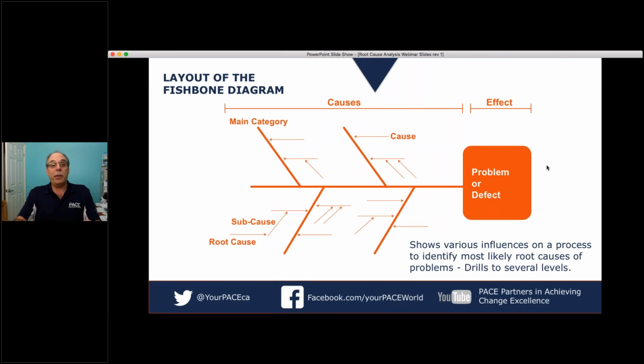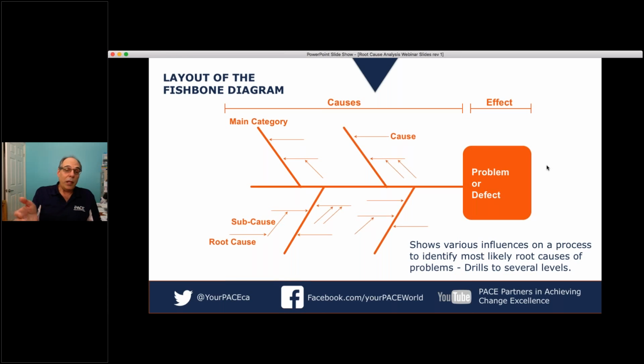So here is your typical fishbone diagram layout. Again, why do we call it a fishbone? It looks like a fish that you've just had for breakfast or supper, and you've taken all the flesh off and all you're left with is the bones. And as you can see, at the very head of the fish is the effect, the problem, or the defect. So you would state your problem very clearly there.